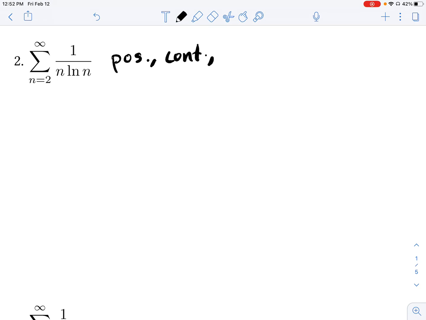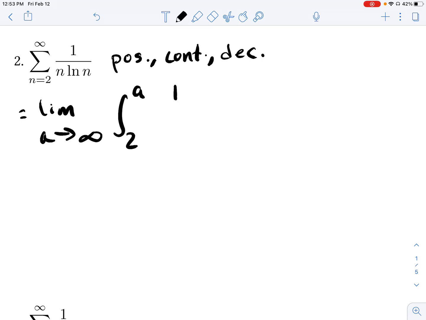And then finally, is this function decreasing? Well, yeah, our denominator is going to increase without bounds, so our terms are going to indeed get smaller. So we can say that this function is decreasing. So we can move on and write our improper integral. So we can apply the integral test. So let's look at this. This would be the following. From 2 to a of 1 over x times the natural log of x dx. Well, it looks like we're going to have to use u substitution here.